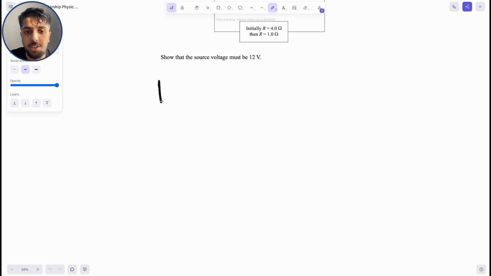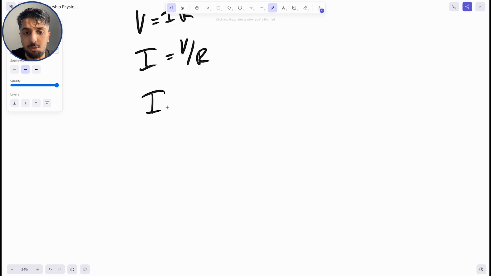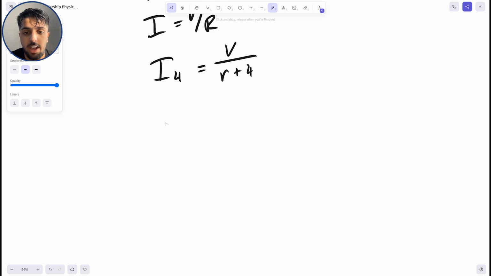Okay, so we know that V is equal to IR, and therefore our current is our voltage over our resistance. So our current for when there is a 4 ohm resistor is equal to the voltage, which we don't know, over our resistance, the internal resistance, little r, plus that 4 ohm resistor. And same thing for when there is a 1 ohm resistor, that's our voltage all over our little r plus our 1 ohm resistor.